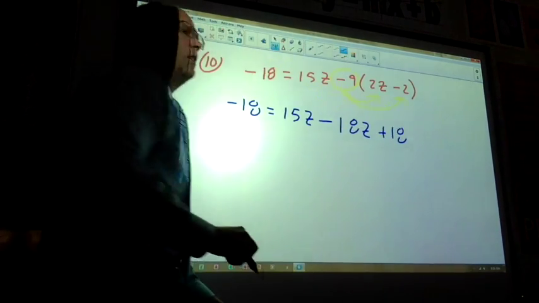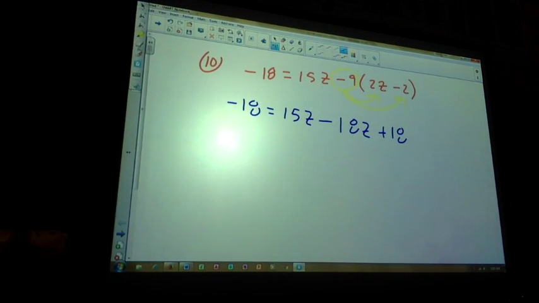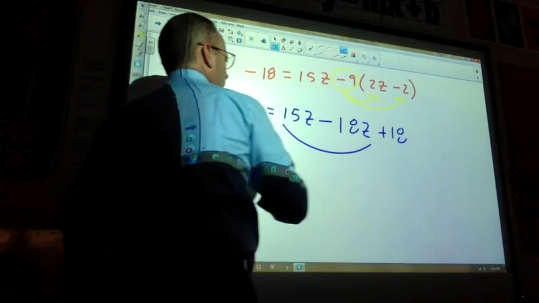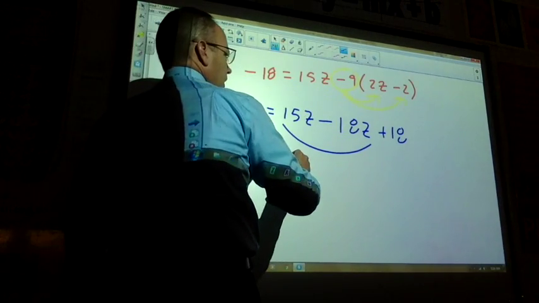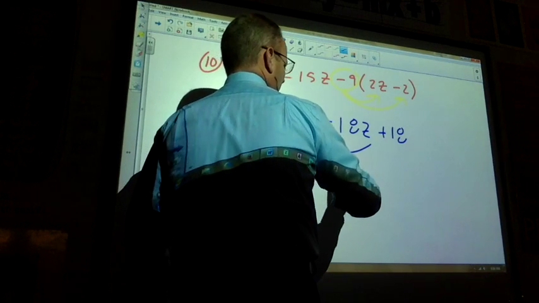Why is this now a +18? What happened? How did it make that happen? Right. The negative times the negative makes it a positive. So I combine like terms. These are like terms here. What was that? -3z plus 18. Did I do that right?